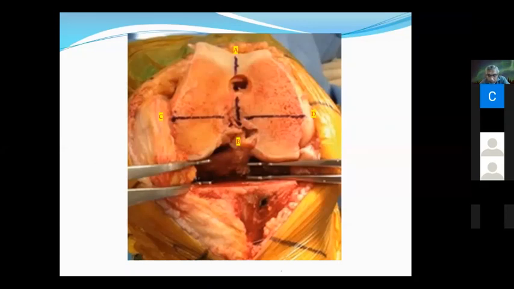What you said is very right, Ramsey. Maybe you can just clarify again, just elaborate on that. So native tibia has a 3-degree varus. Excellent. So if that is the native tibia, then what happens? Parallel joint lines. Correct. Who said that?